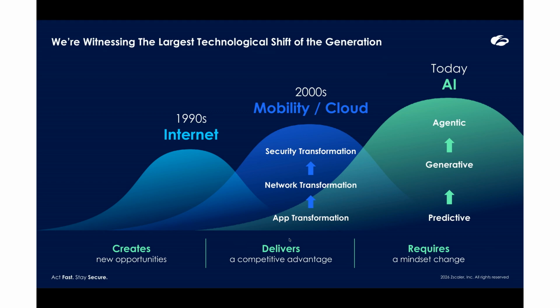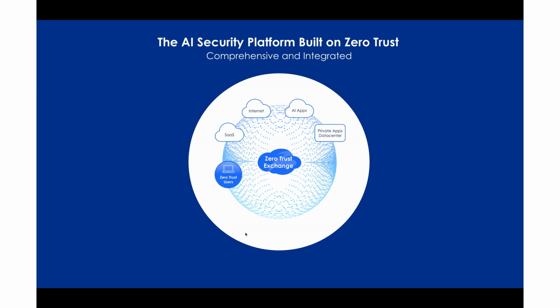This drove a lot of different transformation projects for IT, app transformation, network transformation, and security transformation. And now we're in the world of a huge transformational shift with AI. It's rapidly expanding and evolving much faster than any of the other mega waves that we had beforehand. We've seen predictive AI move to generative AI to agentic AI, and today a world of autonomous agents running around. This definitely requires a mindset change.